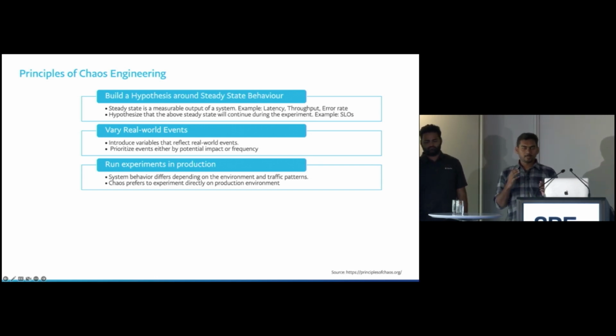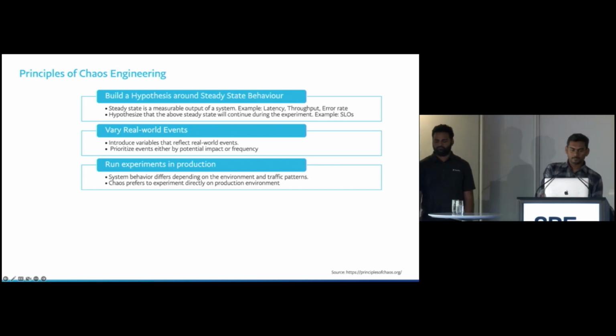And chaos prefers to do these experiments directly in production. But in a few scenarios, in order to build confidence in our system or the fault scripts that we are experimenting on, it's fine to do these experiments in a staging or QA environment first, but make sure you do this in production at some point, because that's where most of your learnings come in.